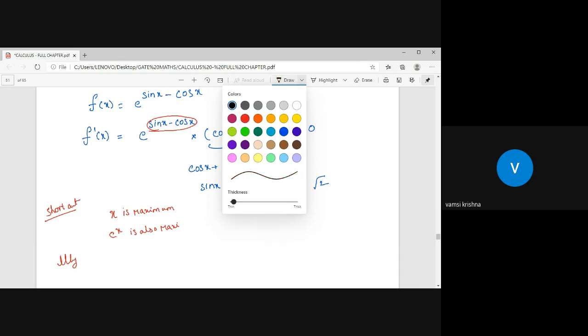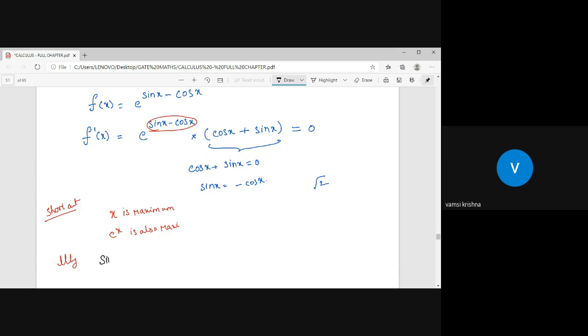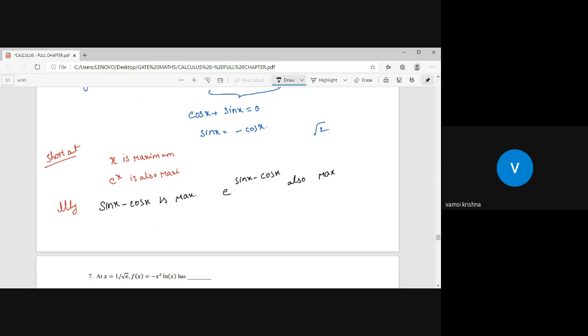If sin x minus cos x is maximum, then automatically e power sin x minus cos x also becomes maximum. So when does sin x minus cos x become maximum? For the value of root 2.